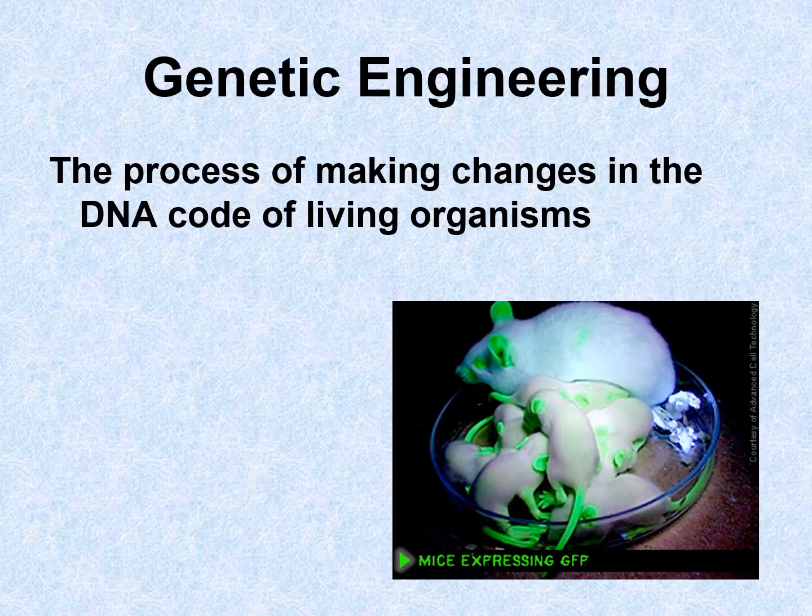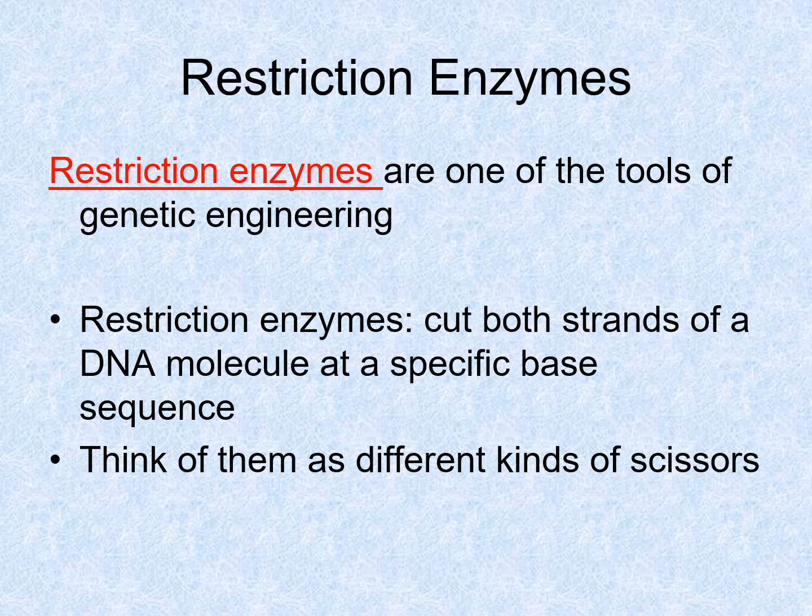So I'm going to show you, to the best of my ability, how that gets made. So again, genetic engineering is the process of making changes in the DNA code of a living organism. And we're going to use these things called restriction enzymes. I always consider restriction enzymes to be scissors. This is what we're going to use in order to cut the DNA. So restriction enzymes are one of the tools that we use in genetic engineering. They're going to cut both strands of the DNA molecule at specific base sequences.